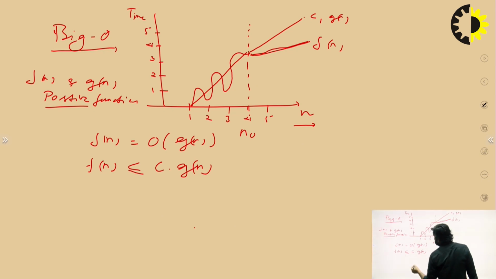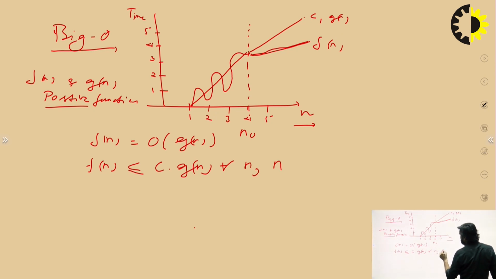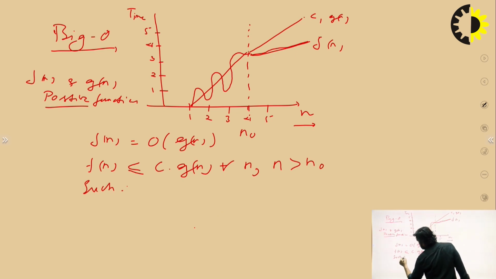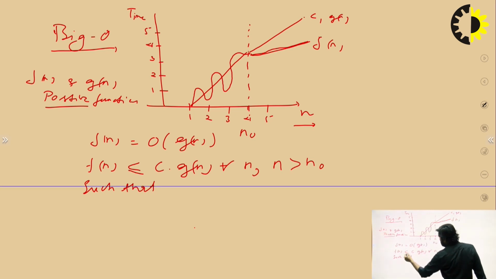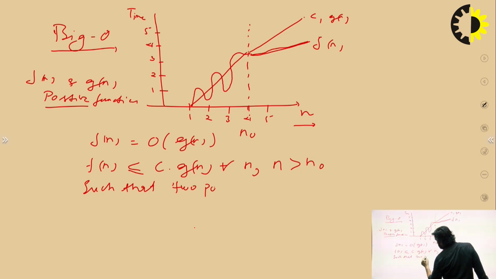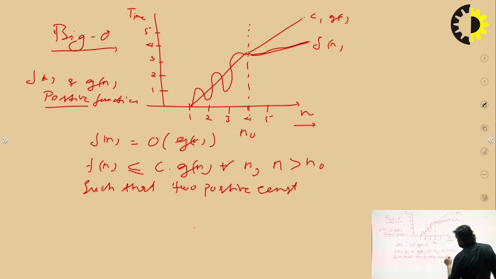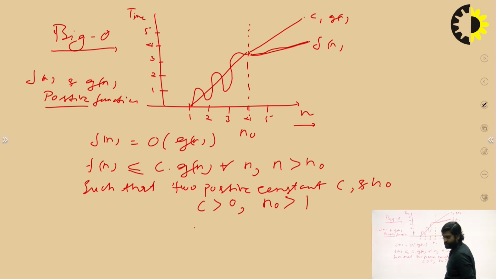Okay. Now we just check for all values of n, n greater than n naught, such that there exist two positive constants c and n naught, where c is greater than 0 and n naught is greater than or equal to 1. That's the statement of the big O notation.